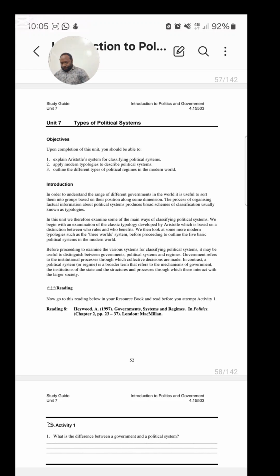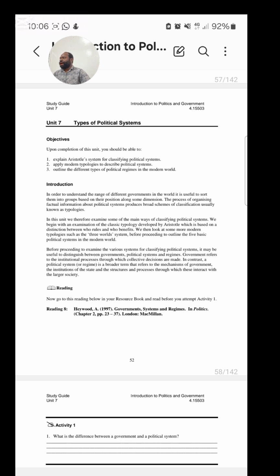Okay, so let's look at types of political system. By now, we've already covered constitution, ideology, sovereignty, the definition of politics. Now we are looking at the different systems, okay?